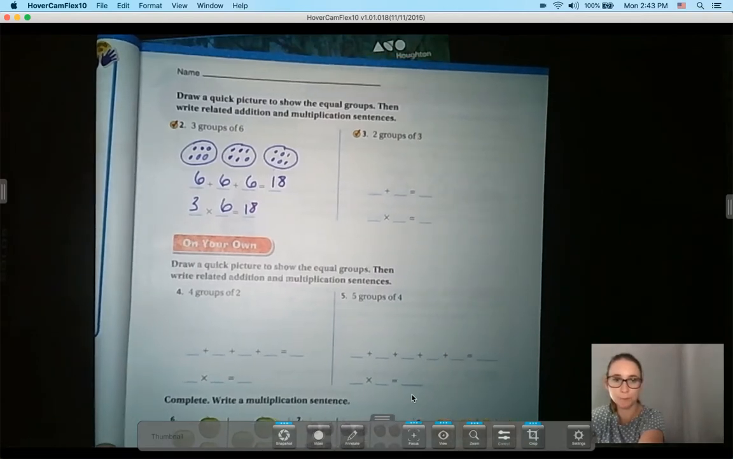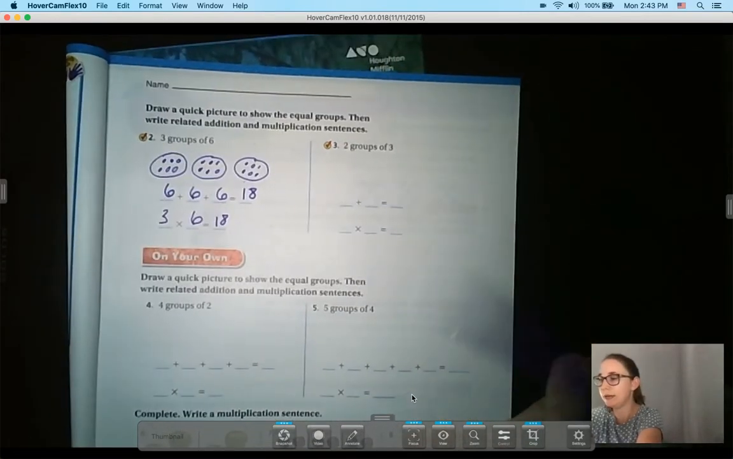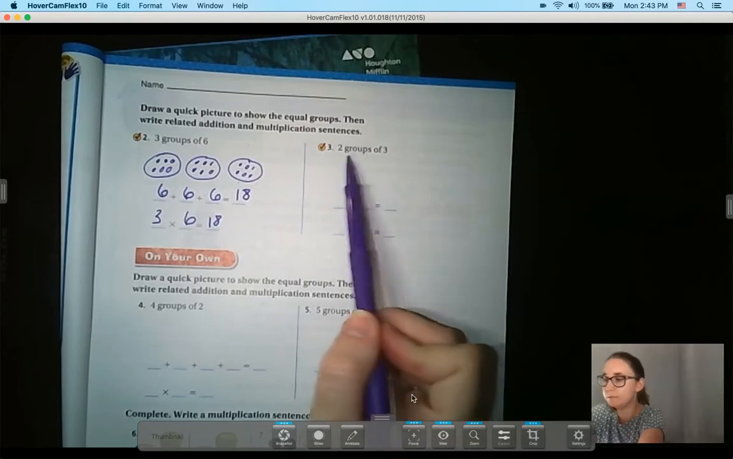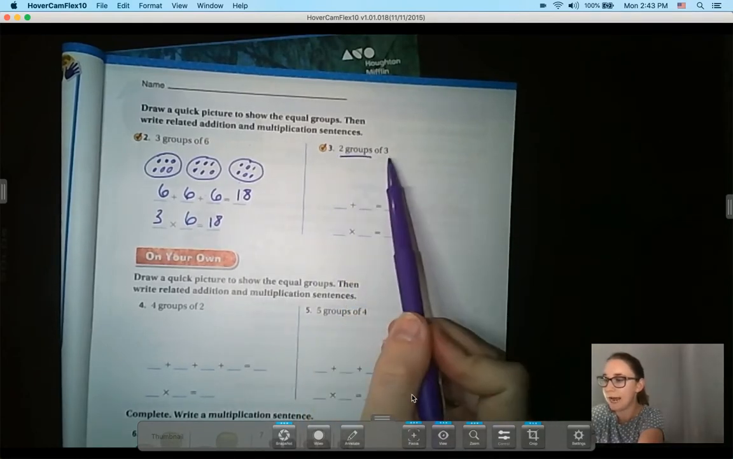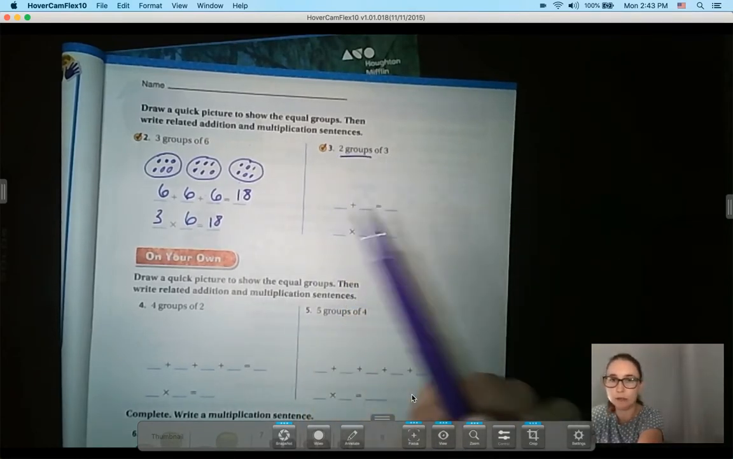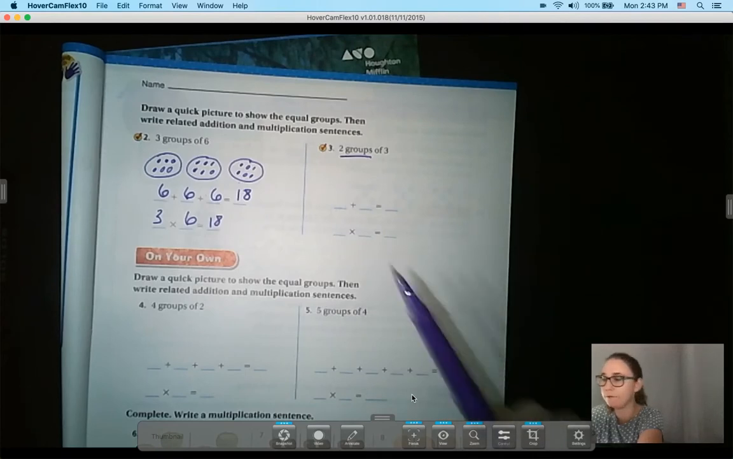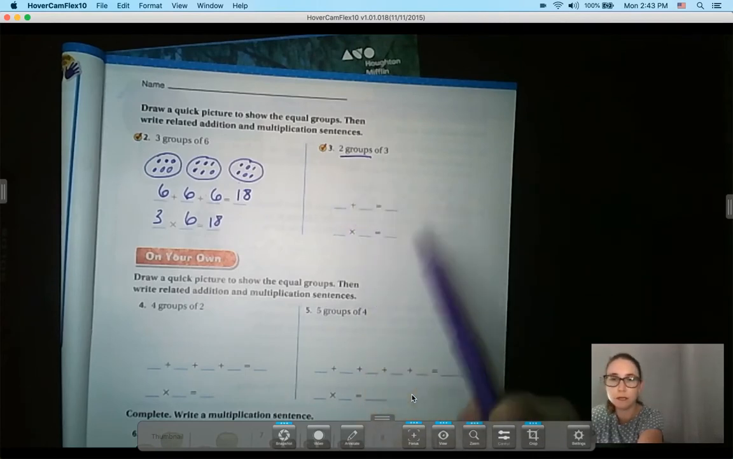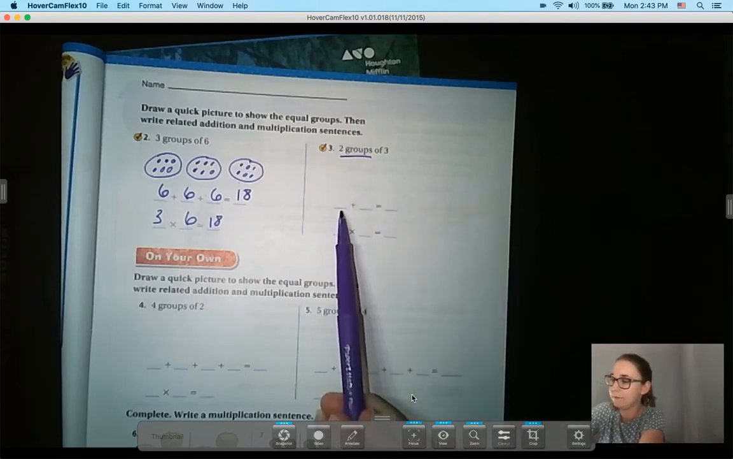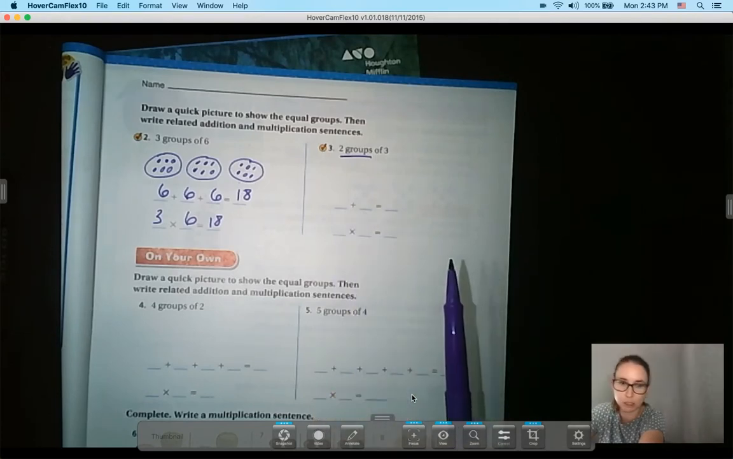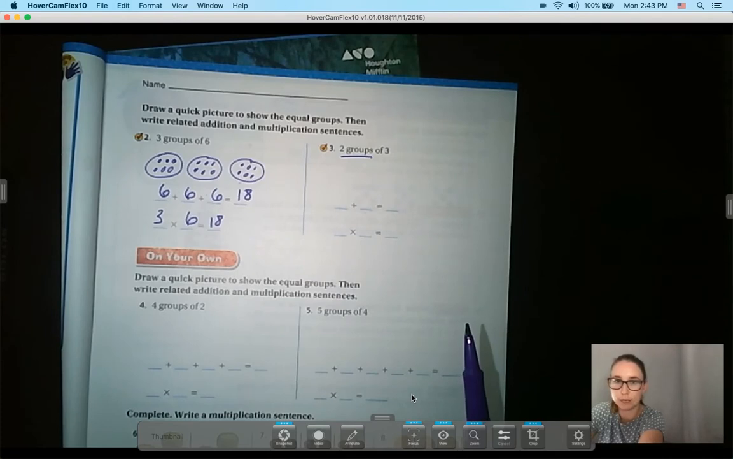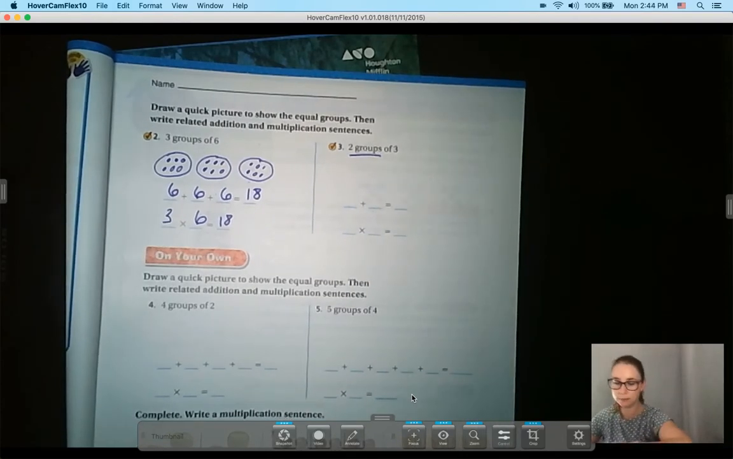There you go. So now on this one, I want you to fill this out. How many groups do you have? And how many do you have in each group? So do your groups first, then fill in how many you have in each group. Then fill out your addition sentence, and then your multiplication sentence. Okay, pause this if you need to do that. You can do it on a whiteboard or on here.